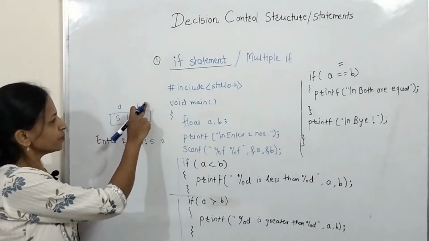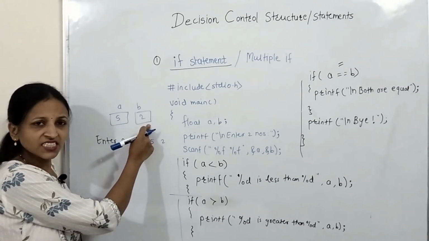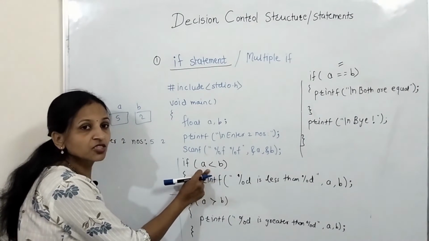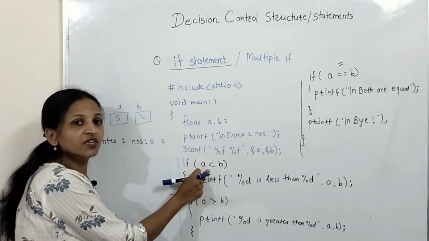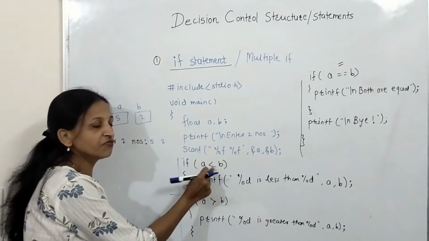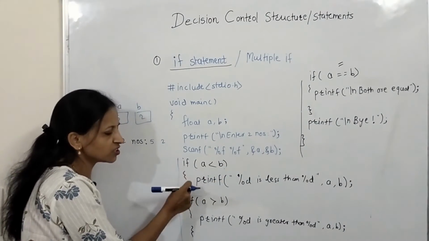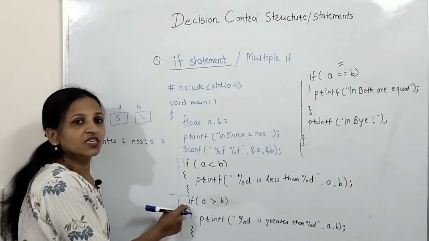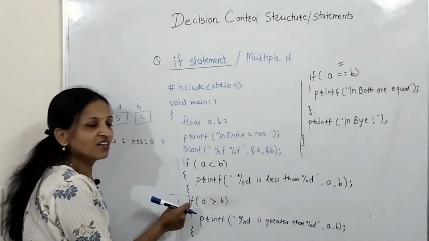A is 5, B is 2. Is A less than B? Is it true? No, it is false. That's why this condition will become false. Whenever the condition inside if is false, it will not execute the statements inside that if block. It will directly come to the statement after the if.